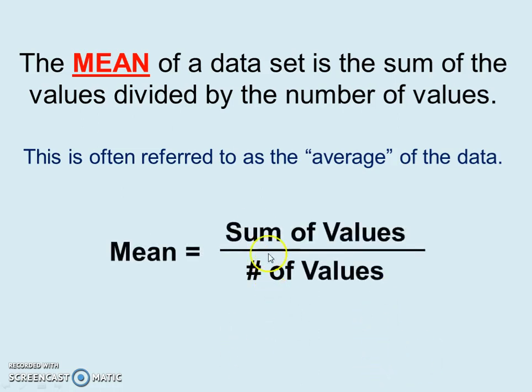And so again, to find the mean, we're going to add up, so find the sum of all of the numbers in the data set. We're going to divide that by however many numbers there are. So if there's 10 numbers in the data set, I would add up all 10, and then I would divide it by 10 because there were 10 numbers.